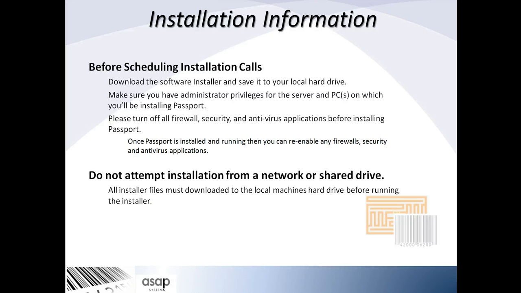A couple steps you'll need to take before scheduling the installation calls will be to download the software installer and save it to your local hard drive, and also make sure you have administrator privileges for both the server and the PCs on which you'll be installing Passport. You'll also need to turn off any firewall, security, or antivirus applications before installing Passport. However, once Passport's installed, these can be re-enabled.